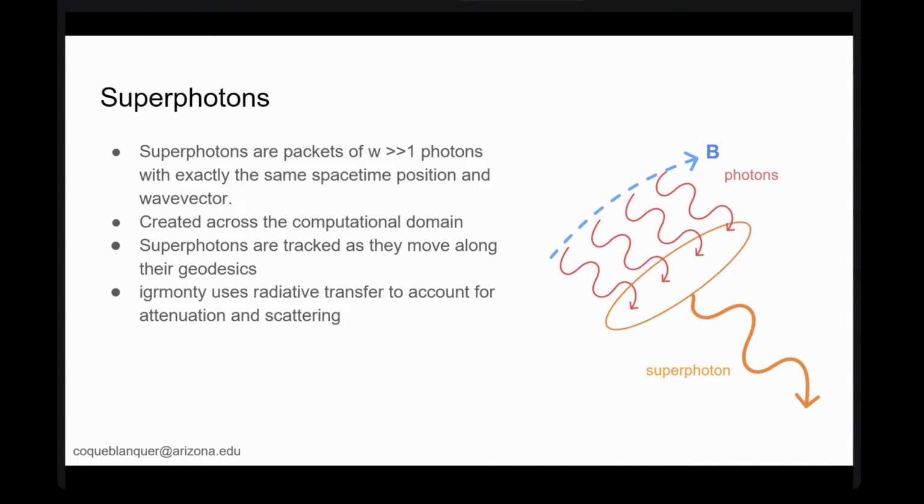So let's take, for example, a magnetic field here that emits a lot of photons. What the code does is it creates a superphoton with a weight, which is the number of photons it has in it, that is much greater than 1, and it gives them all the same space-time position and wave vector. So it groups them into a packet and then just propagates them along their geodesic and keeps track of them as they move. Radiative transfer is used to account for attenuation and scattering and emission. I would also like to point out that this is where the Monte Carlo method comes in, because it is used to determine where the photons appear and with what energy they appear.